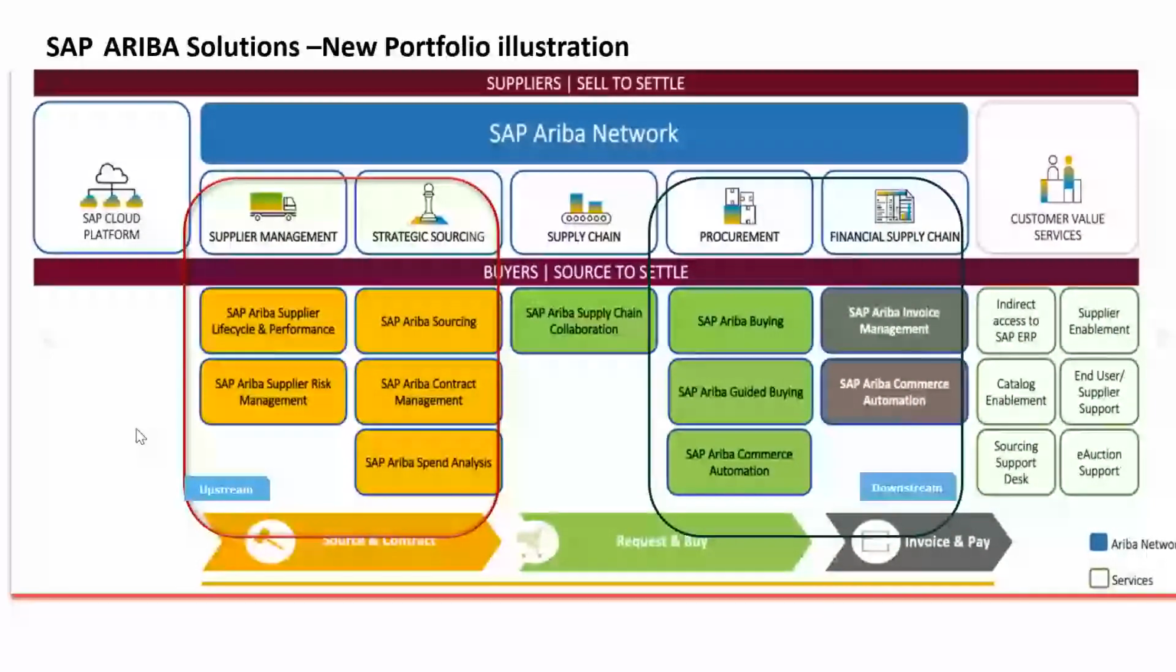So here in the upstream, we come up with these modules: Ariba sourcing, Ariba contract management, Ariba spend analysis, and Ariba supplier management. These are the four modules which come in the Ariba strategic sourcing or upstream. We are calling this upstream. We will see what Ariba sourcing means, what Ariba contract management means, what Ariba spend analysis is, and what supplier management is. So these are packed into upstream.